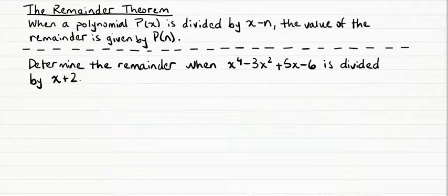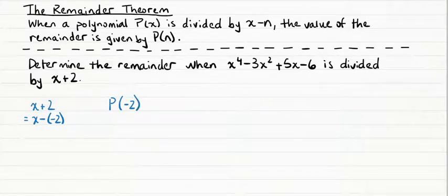So we want to determine the remainder when x to the 4 minus 3x squared plus 5x minus 6 is divided by x plus 2. So if the linear divisor is x plus 2, we want to rewrite it as x minus something, so x minus n. So I can rewrite this as x minus negative 2. So in that case, n is negative 2, and we want to calculate p of negative 2.